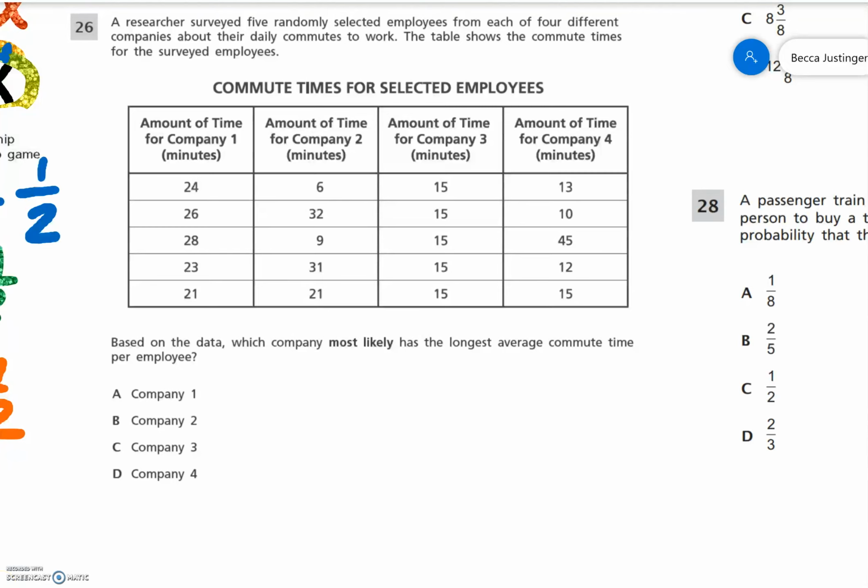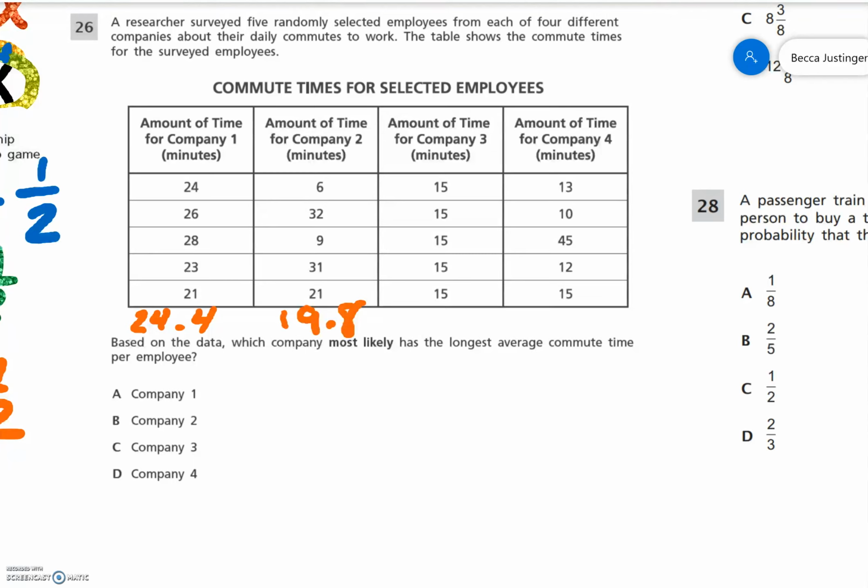So remember, the average is when you add them all up and divide by how many there are. So the first company, 24 plus 26 plus 28 plus 23 plus 21, and divide that by 5, is 24.4. And then the next one, 6 plus 32 plus 9 plus 31 plus 21 divided by 5 is 19.8.